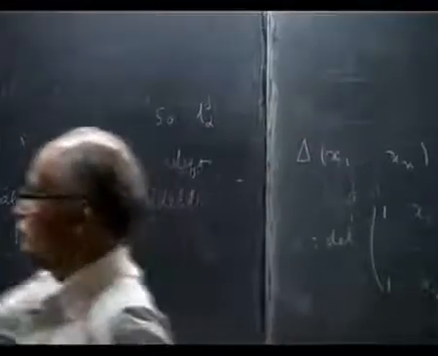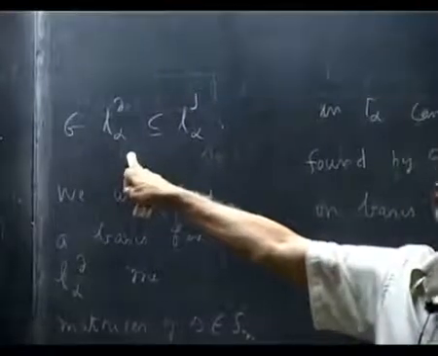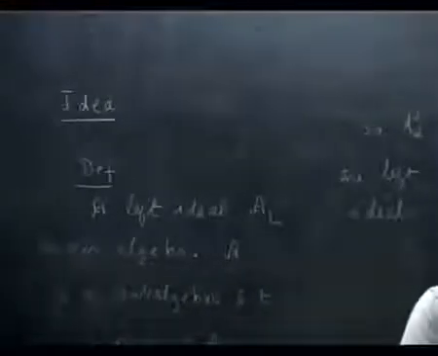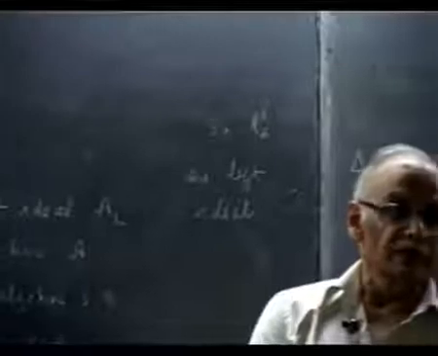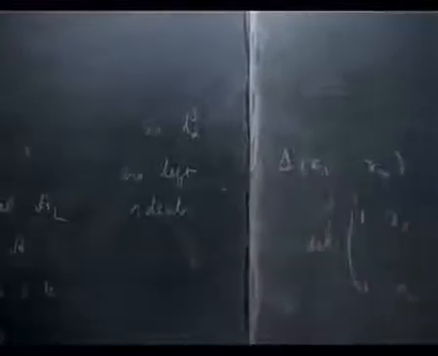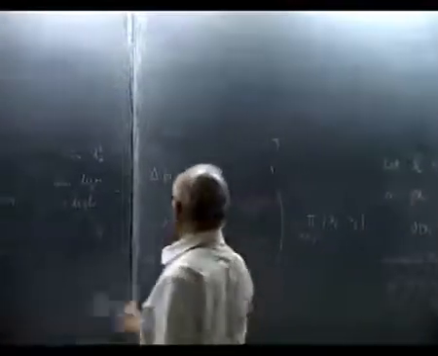From here, G leaves it invariant. Any linear combination of elements in G will leave it invariant because it is a vector space here. So these are left ideals. What we are trying to do is to find the minimal left ideals. There should not be a subspace in L alpha J which is also a left ideal.